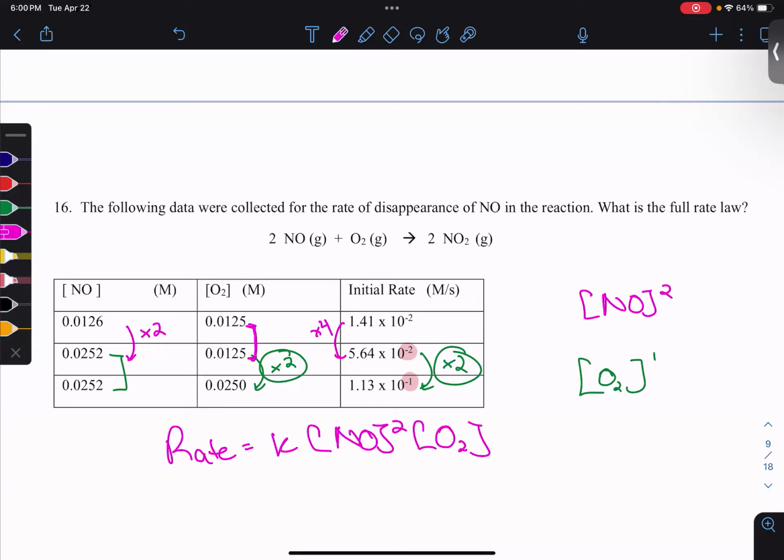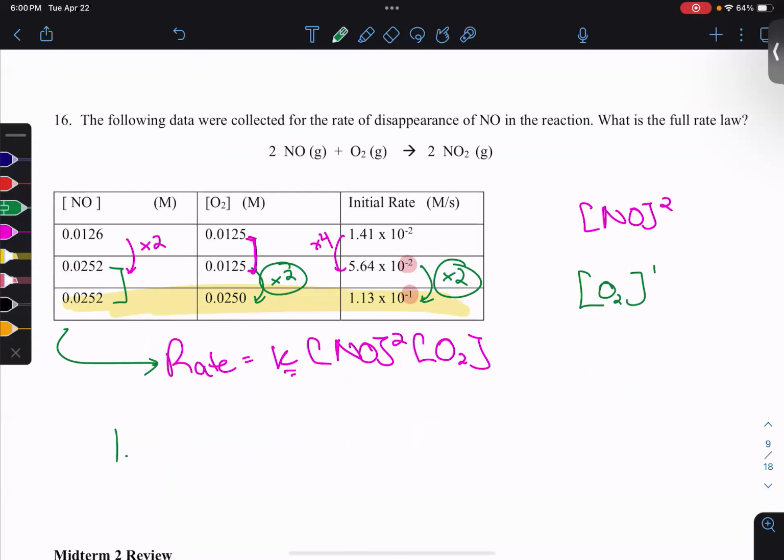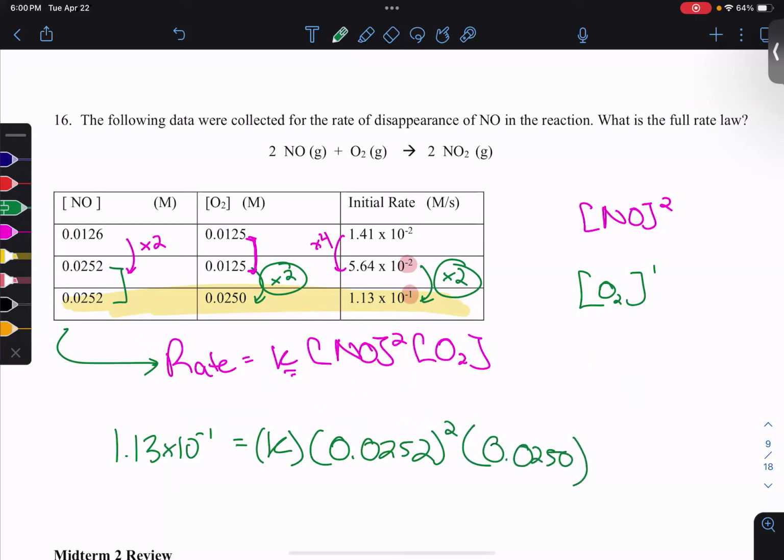Is that the full rate law? Almost. We just need k. How do we get k? Plug in any numbers from the table, at least all from one experiment. So what I could do is take all of the numbers from experiment 3, plug them in, and get the value of k. So rate is 1.13 times 10^-1 equals k, that's what we're solving for, times the NO concentration 0.0252 squared, times O2 0.0250. All right, and then just solve for k. And then that is your full rate law. It doesn't matter if you use reactions 1, 2, or 3.